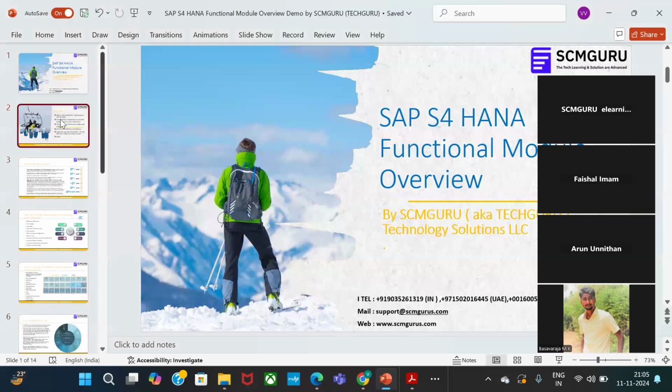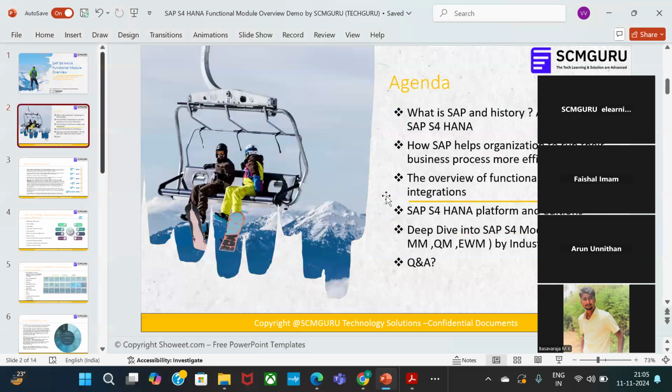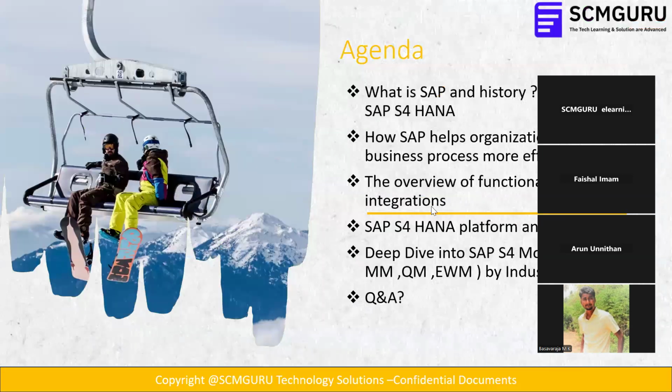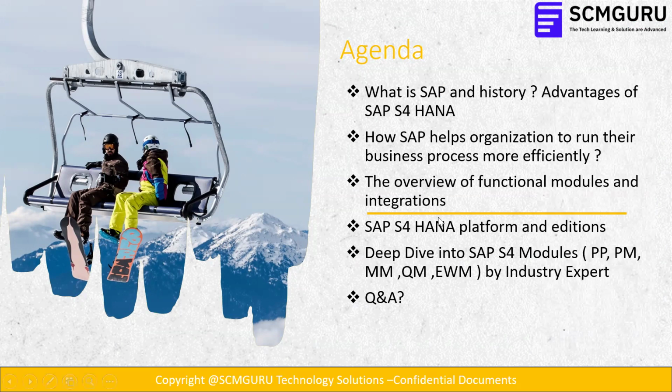Okay. So yeah, this is the basic SAP history. What is SAP history and what is S4 HANA? How does SAP help organizations improve their business processes more efficiently, what are the different functional modules we have, and how do they integrate with each other?